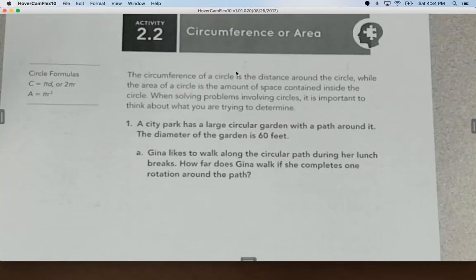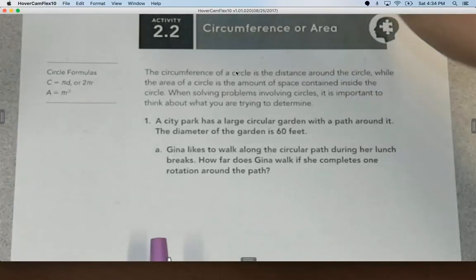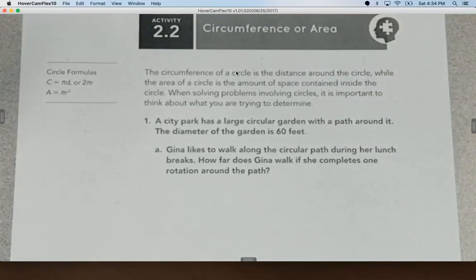Activity 2.2, circumference or area. And this is something we have worked a lot on, I would say. Circumference of a circle is the distance around the circle. So it's the perimeter. While the area of a circle is the amount of space contained inside the circle. When solving problems involving circles, it is important to think about what you are trying to determine.